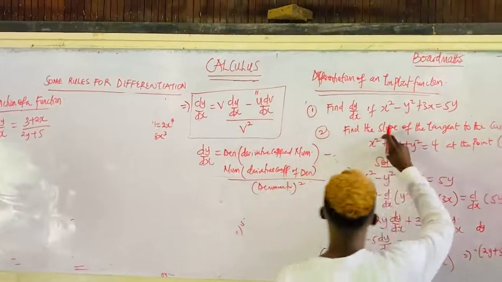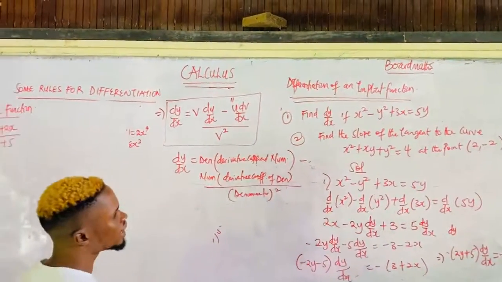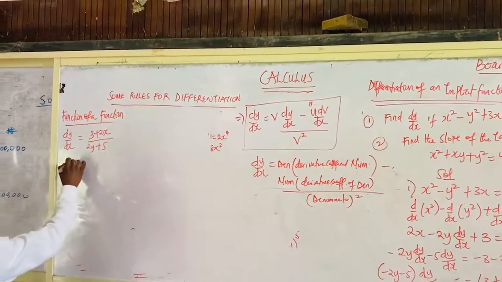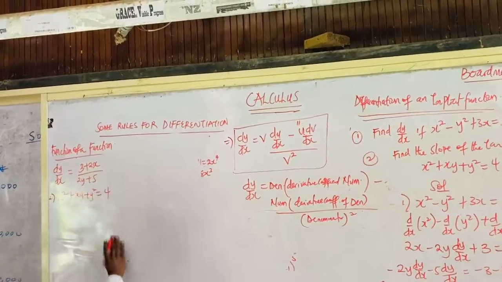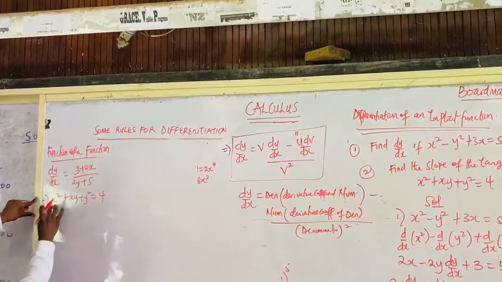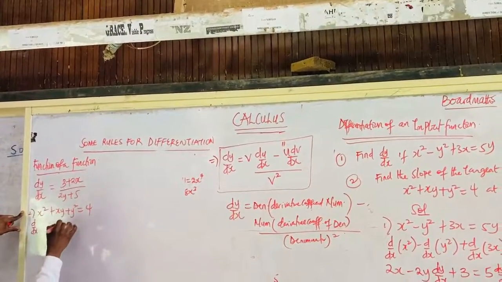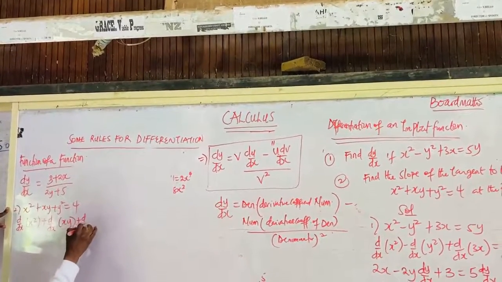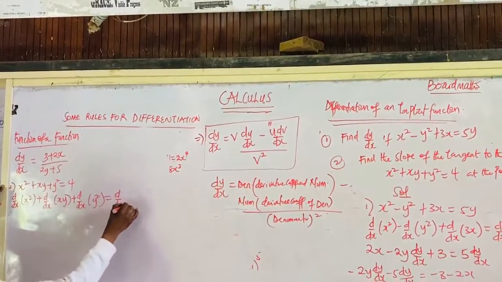What does slope mean? Slope is the same thing as dy/dx. Find the slope of the tangent to the curve x squared plus xy plus y squared is equal to 4. So also differentiate this. When we differentiate x squared, differentiate xy, differentiate y squared, and differentiate 4.